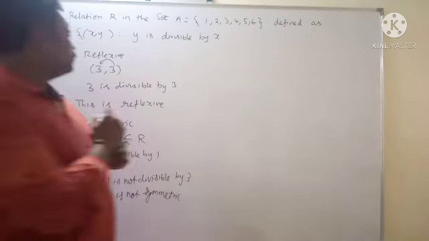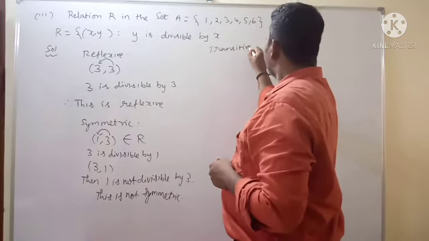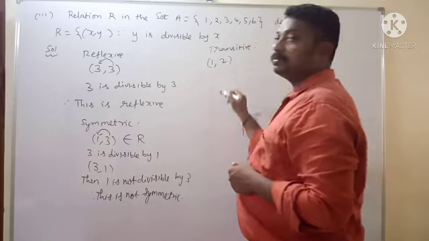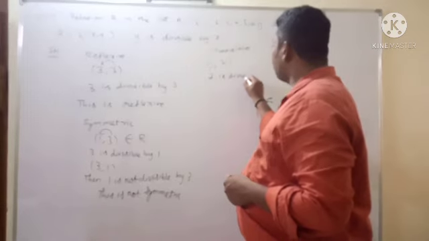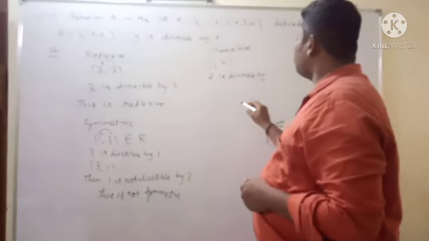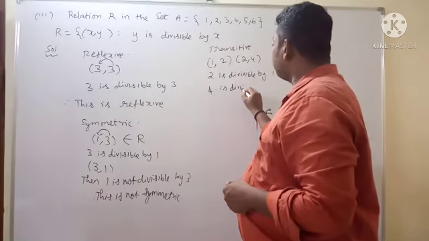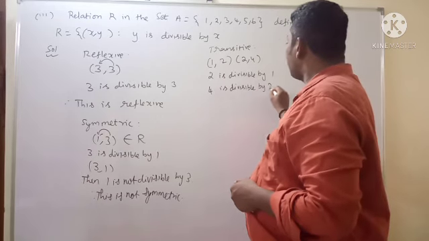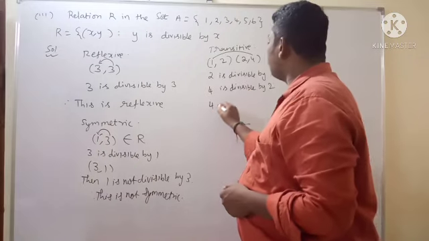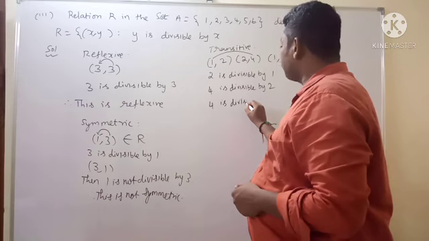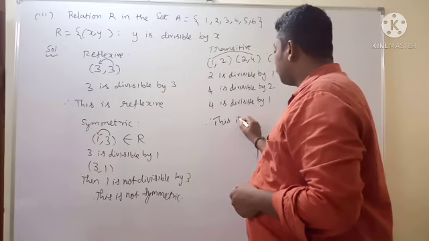Now let's check for transitive. Let's take (1, 2). The second number is divisible by the first number: 2 is divisible by 1. Then we take (2, 4). 4 is divisible by the first number 2. Then (1, 4). Again 4 is divisible by 1. Therefore, this is transitive.